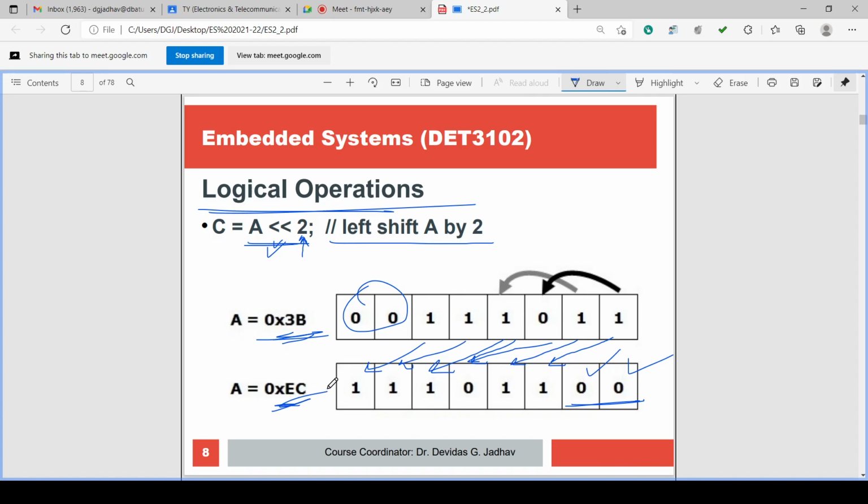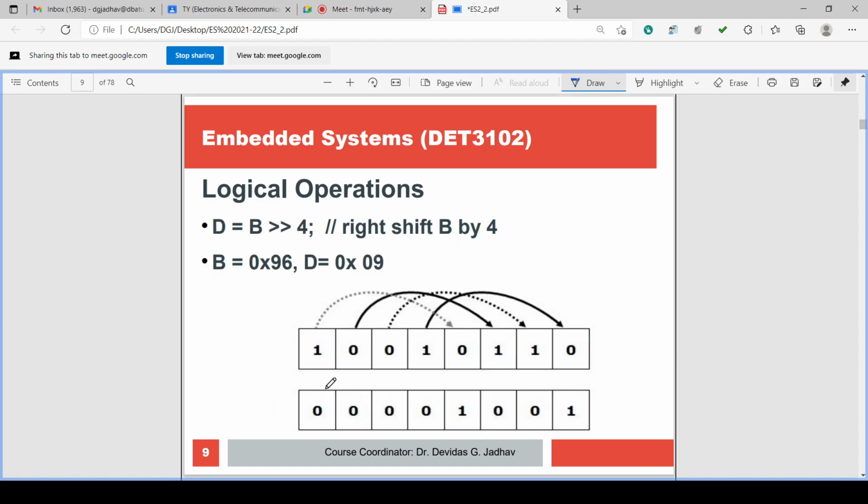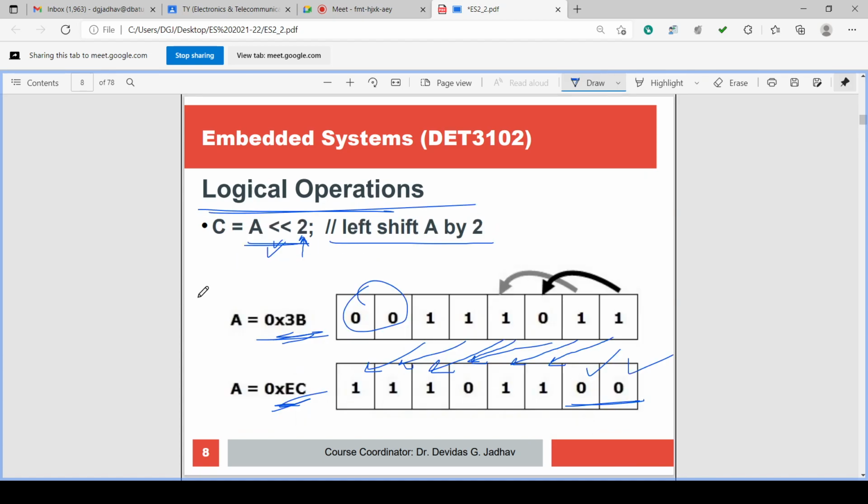Okay, by left shifting. So this is left shifting. Similarly for right shifting. Suppose in left shifting we have C equal to A; by mistake it is written as A, or the shifting of A is becoming, A is also modified, that is not an issue. Whenever A is shifted, A also becomes EC from 3B.